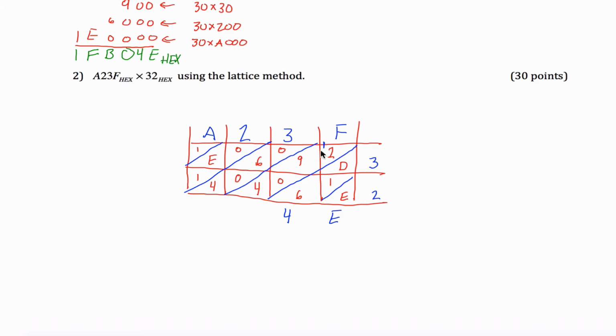I got 1 and 9 gives me 10. 2 and 4 gives me 16. So the way I write 16 is I carry 1 into the next column, or diagonal, I guess, and leave 0 behind. 1, 6, and 4 gives me 11. The way I write 11 is with a B.